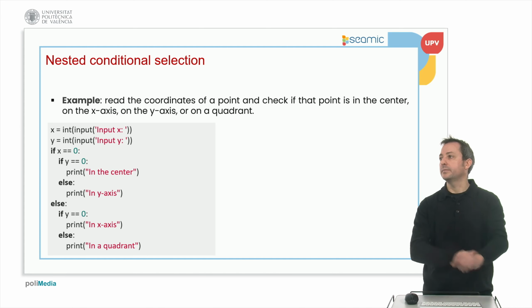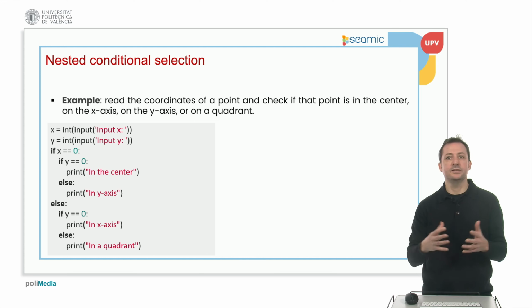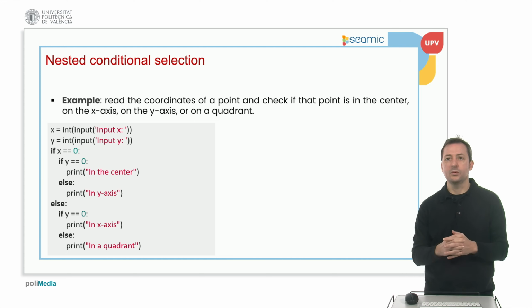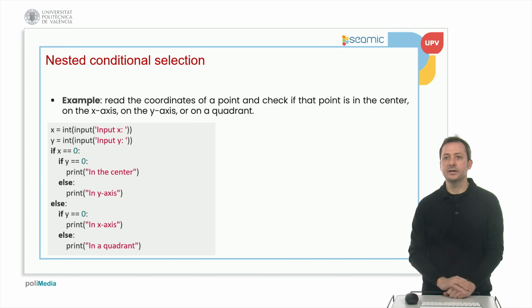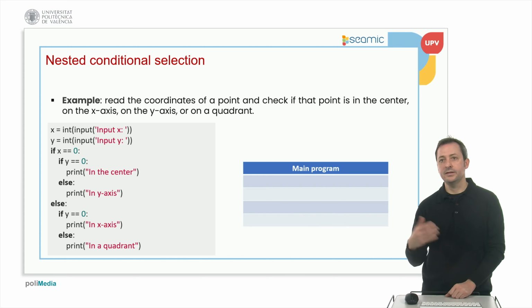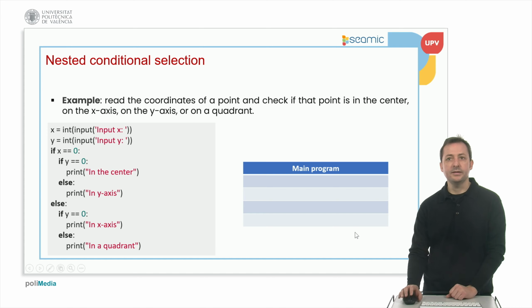So here we have an example in which we ask the user for two values, and we want to check if that point is a center or not. Well, in this case, what we are interested in is to know which is the specific sequence of instructions that are carried out. So let's think, once again, in the memory of the program, and let's see how the variables and the values are assigned.